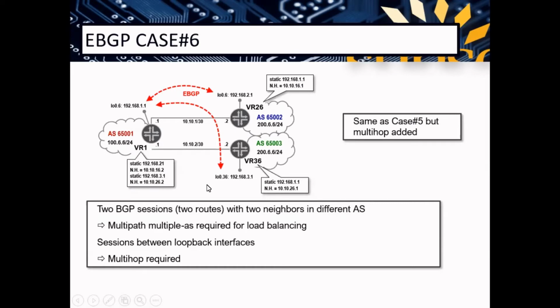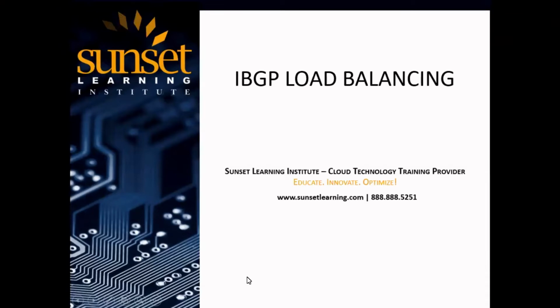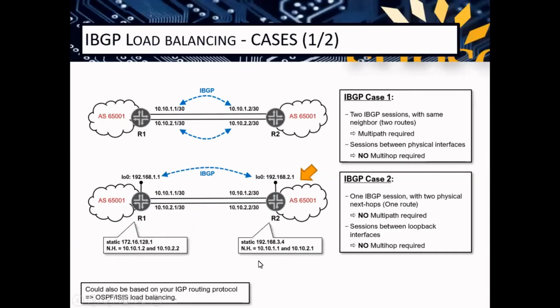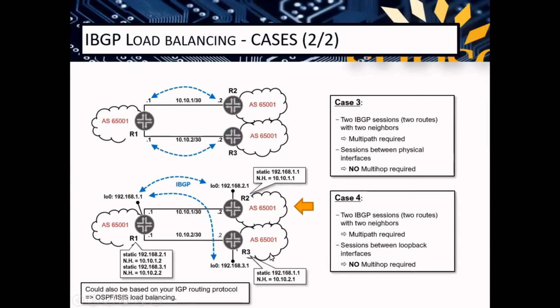This one is the same, but I need to add multi-hop to make the sessions come up, so I'm not going to cover this. Now, IBGP has similar cases, but probably the one that you're going to use the most is this one right here. The main difference is that because this is not EBGP, you don't need multi-hop. So even if you use the loopbacks, no multi-hop is needed in any of the cases. So it's basically similar cases. I'm not going to show you the actual configurations for these ones, but it's a similar behavior.